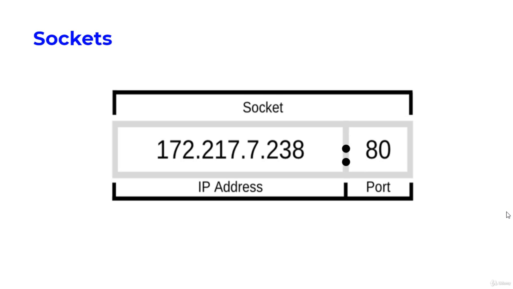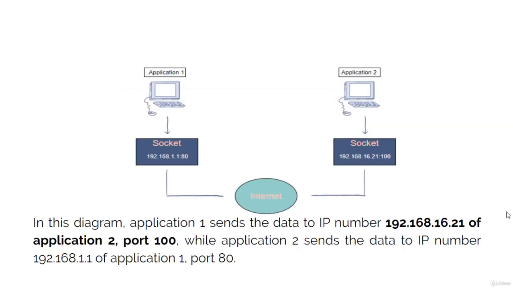On your screen, you can see the socket is written as IP address:port number, like 172.217.7.238:80, where 80 is the port number. In this diagram, you can see application 1 sends the data to IP number 192.168.16.21 of application 2 with port number 100, while application 2 sends the data to IP number 192.168.1.1 of application 1 with port number 80.